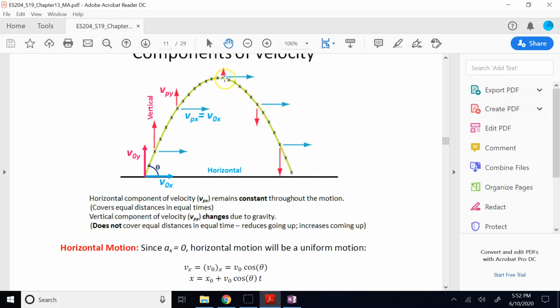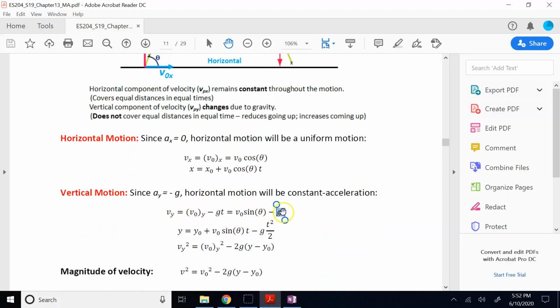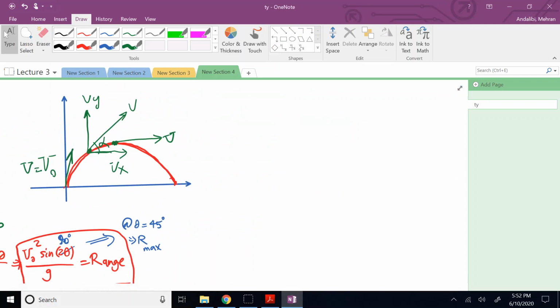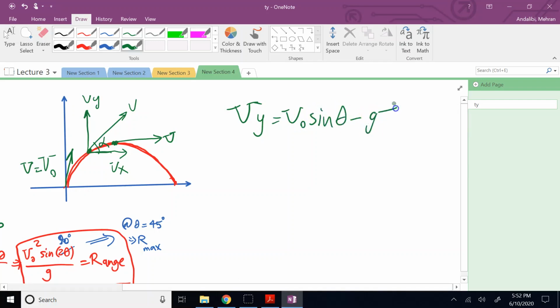Now, at this top point, v of y should be equal to what? 0, right? So v of y, which is equal to v naught sine theta minus gt, should be equal to 0. If that happens, you can find the time it takes to go to the top. And it is clearly going to be v naught sine theta over g. This is the time it takes for a projectile to reach the highest point.